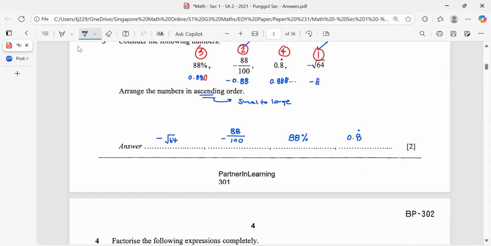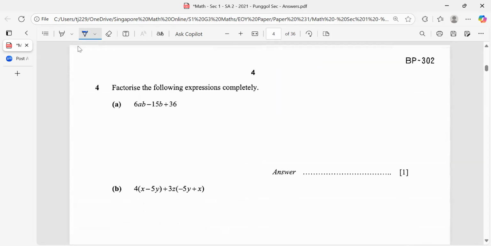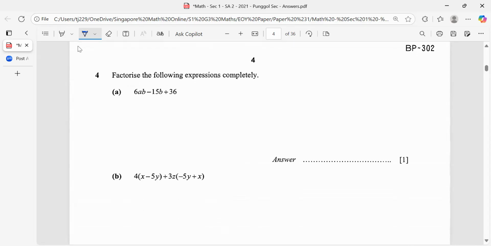Okay, now, next one. Factorize the following expressions completely. So looking at this question, factorizing means that we want to bring out the common factor of all terms in the expression. So let's look at the coefficients first. We have 6, we have 15, and we have 36.